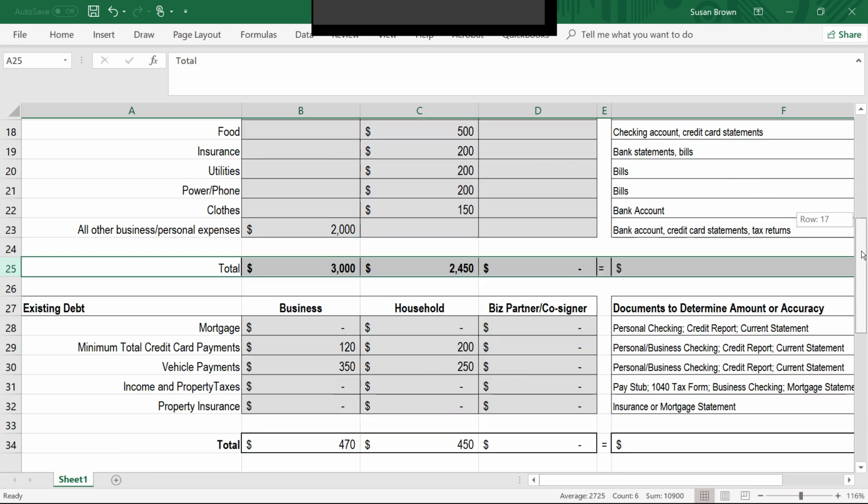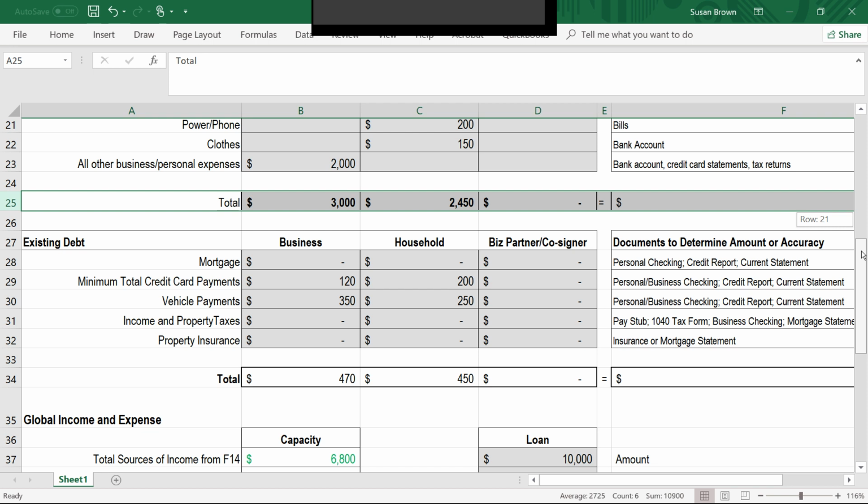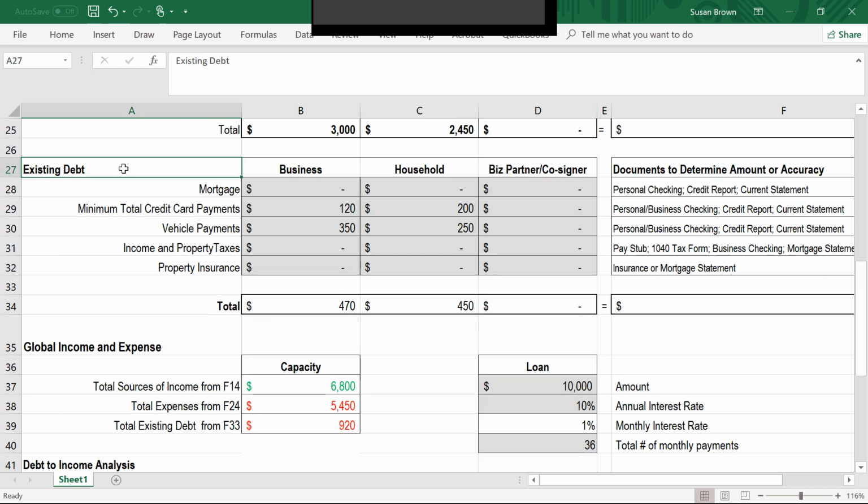And then again, existing debt. So here's where we start to look at what kind of debt load, and this is quite simplified as you can see. Mostly what we're looking at here are the minimum payments for all existing debt. If you take Microlending Essentials, we actually have a spreadsheet that allows you to enter a more complete credit picture of the borrower. So this is a simplified version. In our current example, we're going to assume that neither the business nor the household owns real estate, so they're renting. There's no mortgage payments. And here you look at the minimum total credit card payments for the business and for the household. So that's generally how it's done.